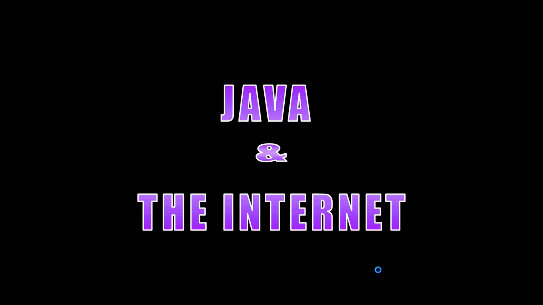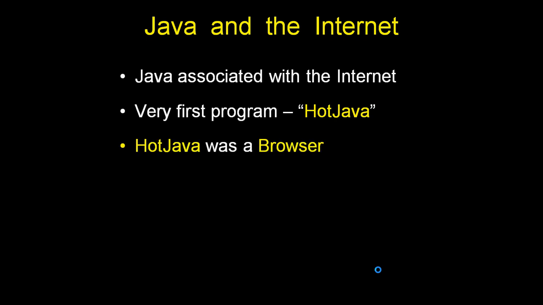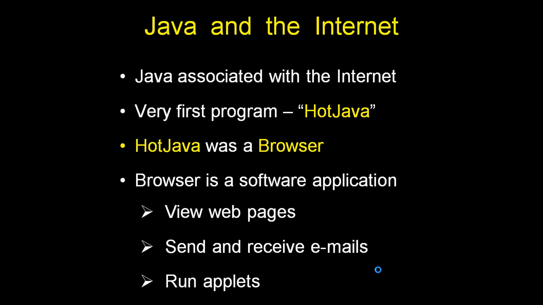Now let us look at what is the association among Java and the Internet, that is the relationship between these two. Java is very closely associated with the Internet, and the very first program that was written with Java was HotJava. HotJava was a browser. Browser means it is a software application used for viewing web pages, sending or receiving emails, and lastly running applets. So HotJava was a browser. That was the very first program written in Java.